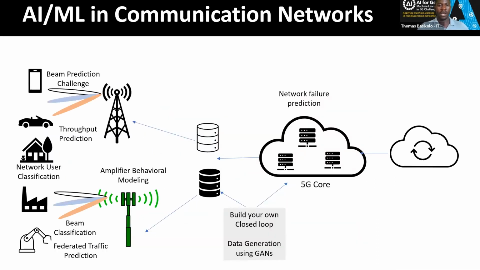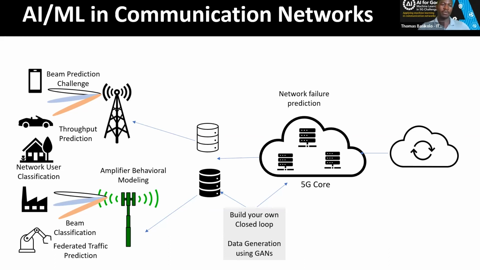And to sum it all up, I would like to talk about the different problem statements we are covering this year, and where in a simple network architecture these problem statements are located or are affecting. Between the base station or the transmitter and the user equipment, you have the beam prediction challenge, the throughput prediction, beam classification, and federated traffic prediction. So these are the 4 problem statements in this area.